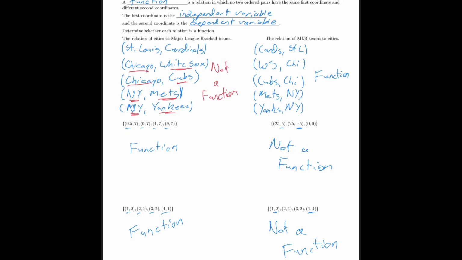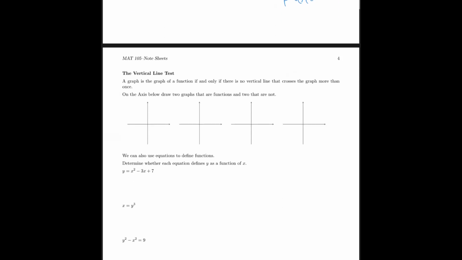Okay, so that's how you tell if a set of ordered pairs is a function. They're all relations, but is that relation a function? Now, another way that we can look at sets of ordered pairs, especially ones that are a lot bigger, is by looking at their graphs or their equations. So, for example, one way to tell if a relation is a function, if we look at its graph, is by using the vertical line test.